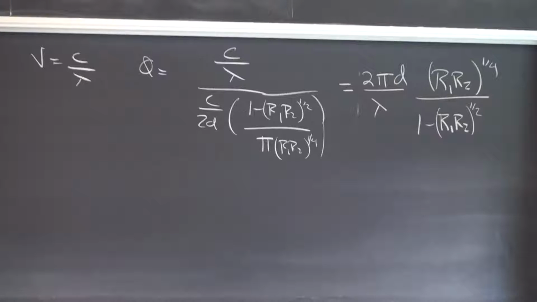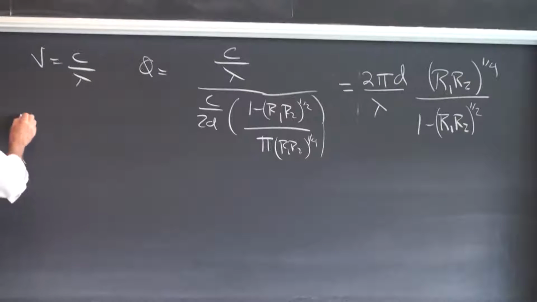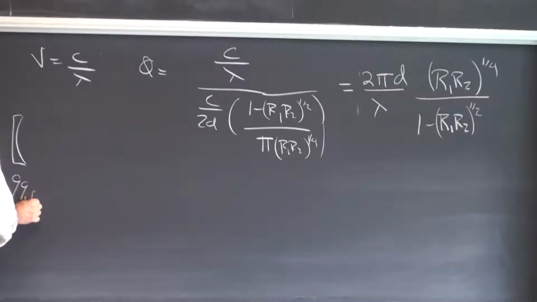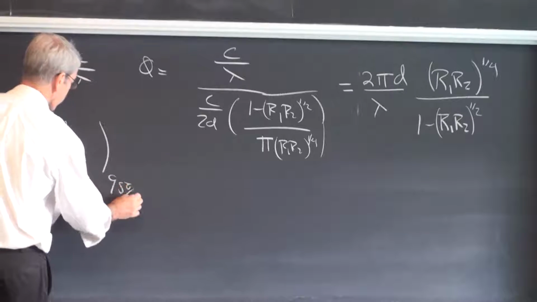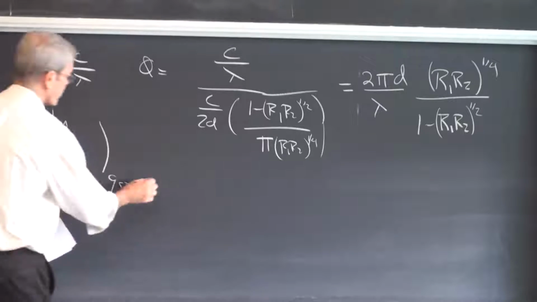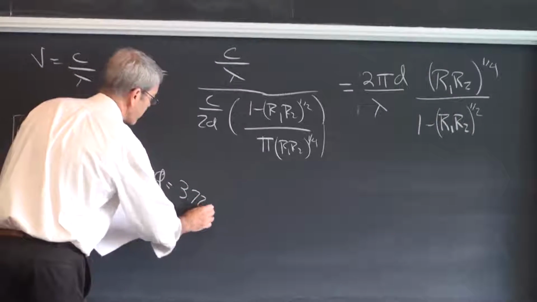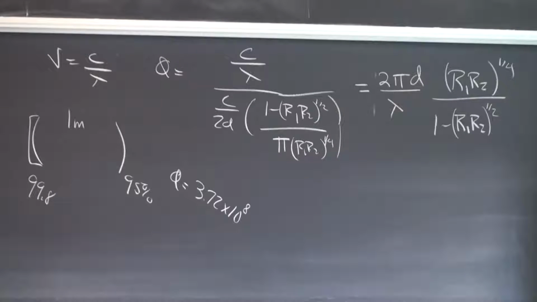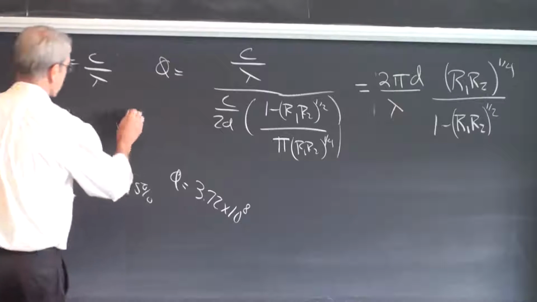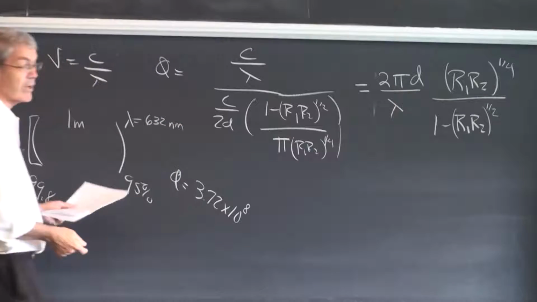Let's plug some numbers in. Let's say our cavity has a 99.8% reflector here. We go 1 meter, and we put a 95% mirror here. You plug the numbers in, you get a Q equals, it's a big number here, 3.72 times 10 to the 8th. So these Qs are pretty impressive, and that's how a laser operates. You're working at what wavelength did I give you? This is at lambda equals helium neon, 632 nanometers. It's red.